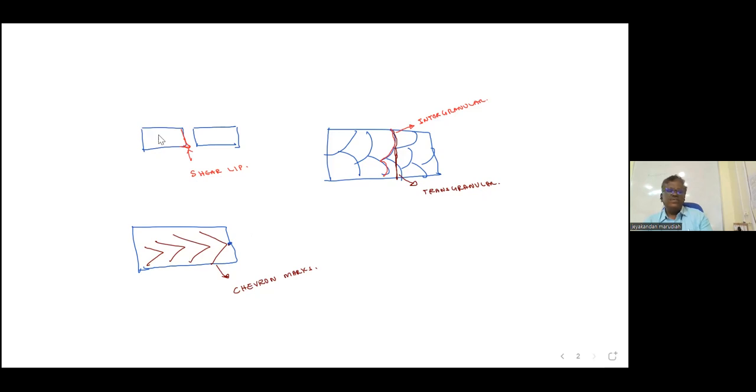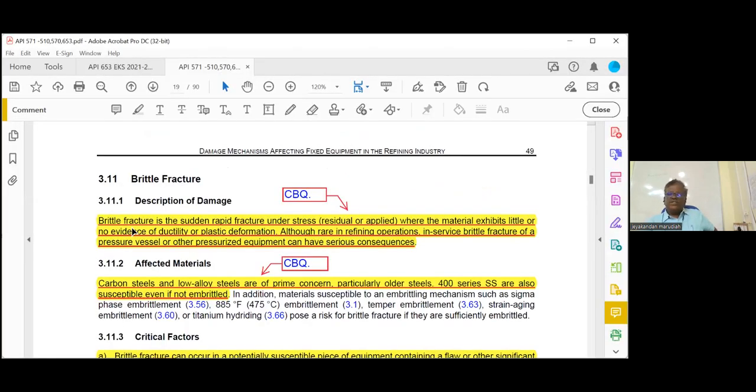Another important damage mechanism, brittle fracture. Brittle fracture is a sudden rapid fracture under stress where the material exhibits little or no evidence of ductility or plastic deformation. Although rare in refining operations, in-service brittle fracture of a pressure vessel or other pressure equipment can have serious consequences. That is a closed book question.